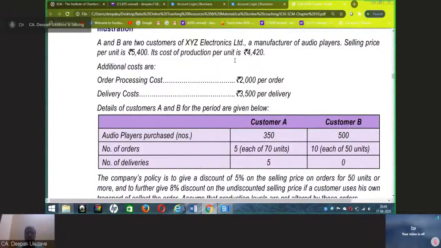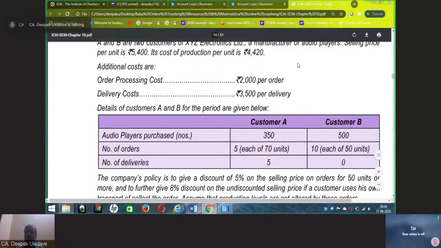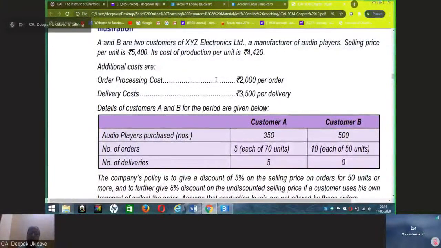Let's look at this case study. Last case study on customer profitability analysis. A and B are two customers of XYZ Electronics Limited, a manufacturer of audio players. Selling price per unit is 5,400. Cost of production is 4,420. Additional costs are given. Order processing cost 2,000 per order. Delivery cost is 3,500 per delivery. Details of customer A and B are given to you. Audio players purchased 350 and 500.